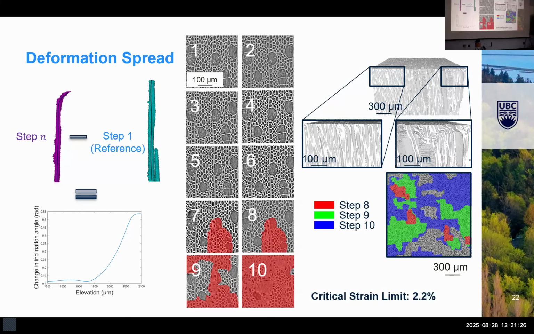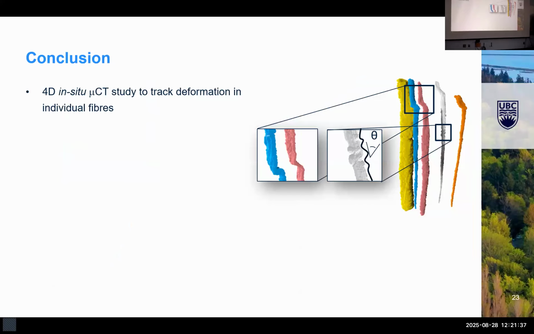And then we also use this methodology to identify a critical strain limit for this type of aspen wood that potentially could be used to induce these beneficial telescopic shortenings of fibers.